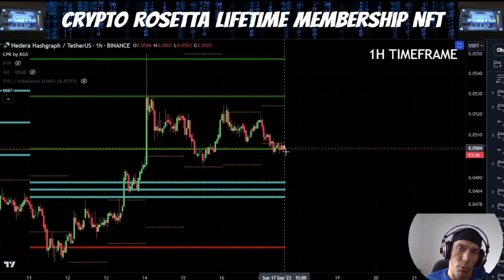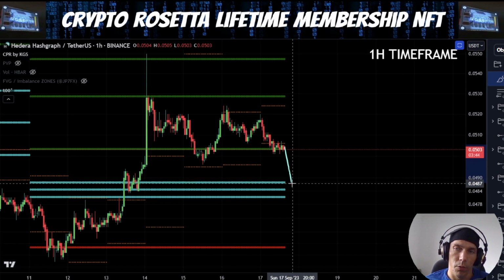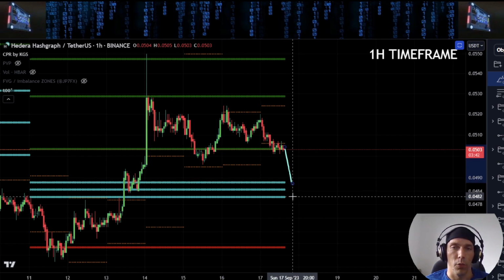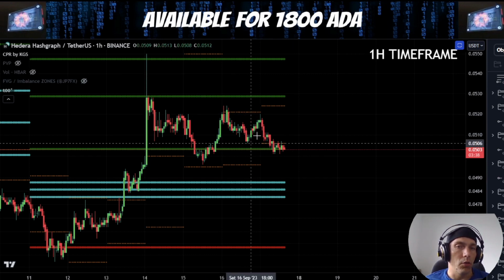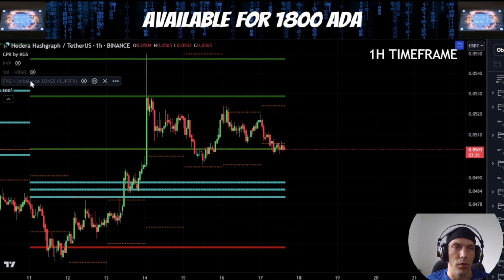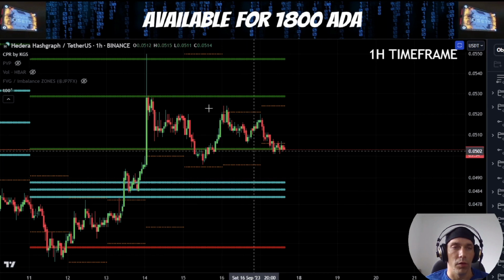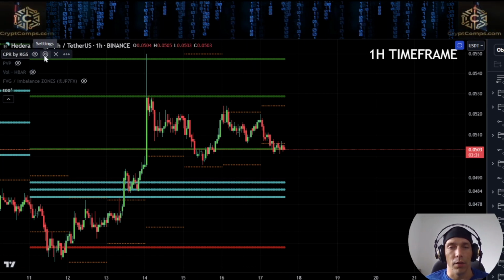If, however, we look to break down here, I will be looking out for potential support to come in at this 0487 and this 0481. We do obviously get new lines tomorrow, so we'll have to see how these are in relation to these ones that we've had this last week, and then see from there.